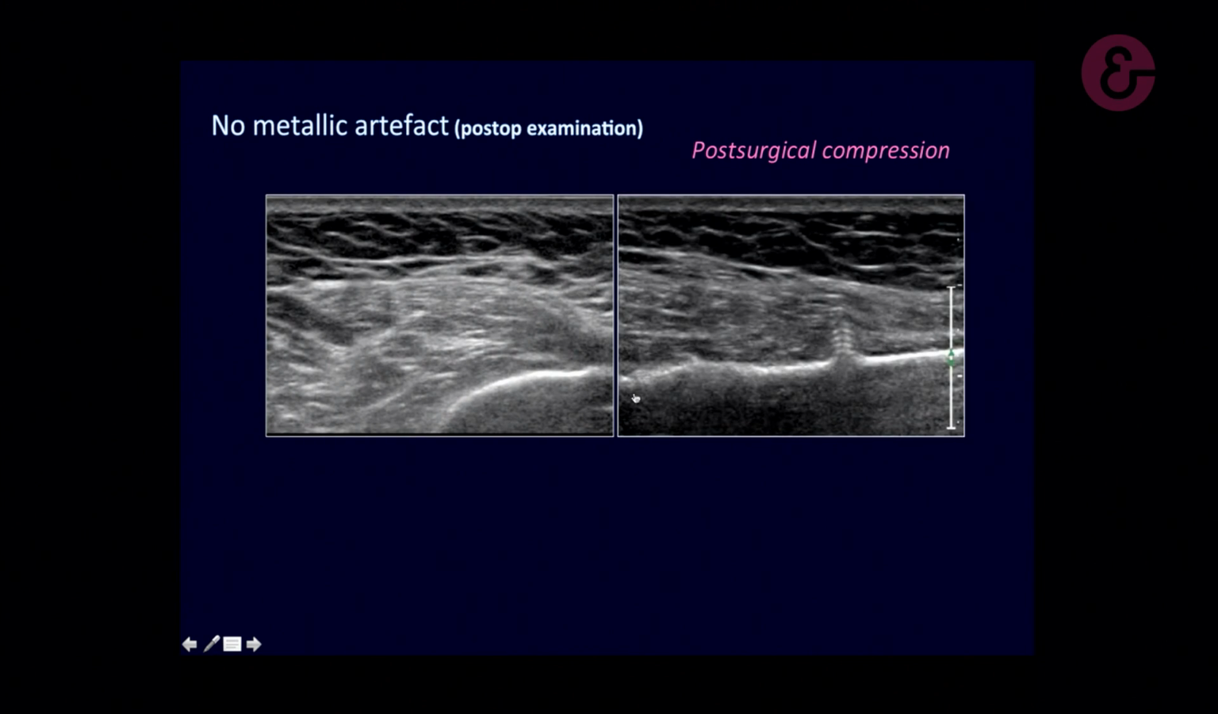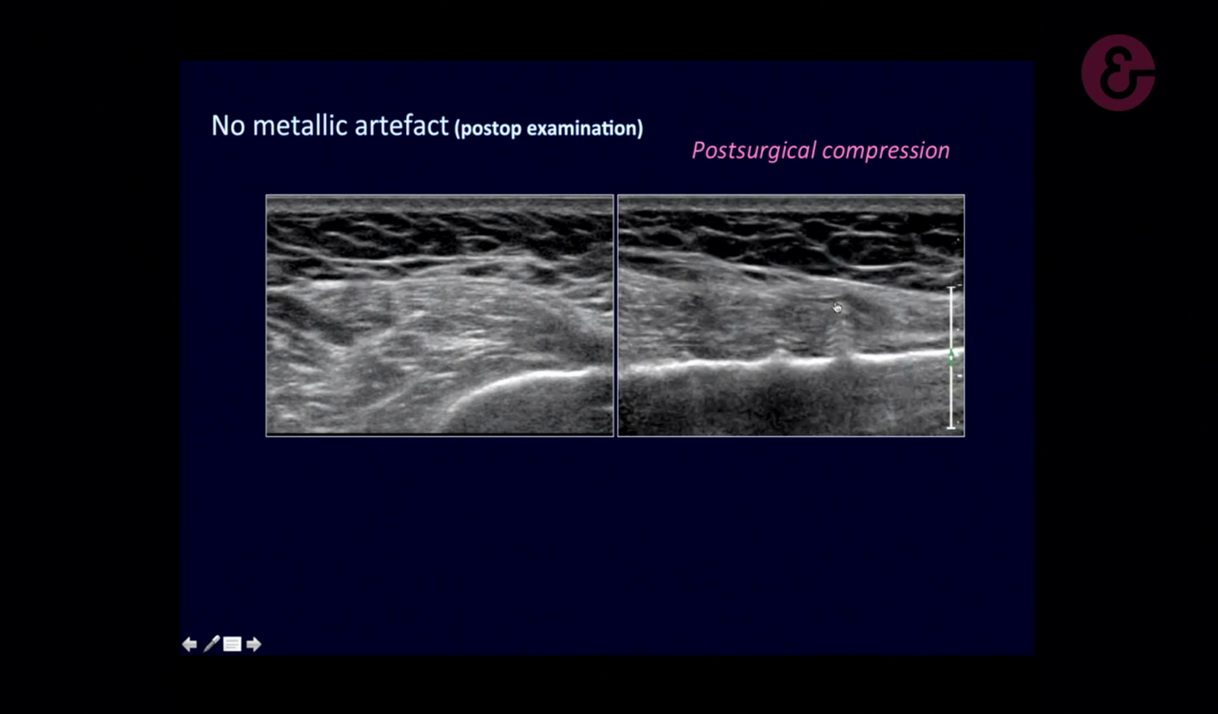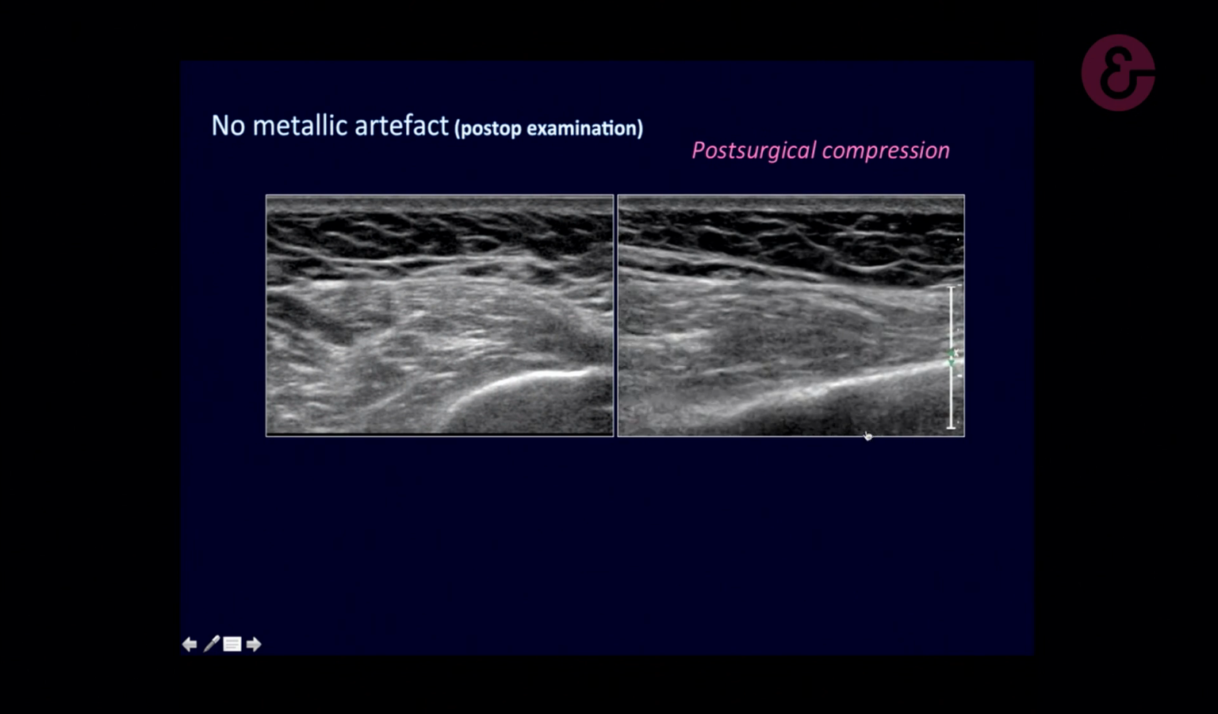I move on the longitudinal. You can see here the screw going out of the cortex and impinging on the radial nerve. You can see one screw over there and one screw over there.